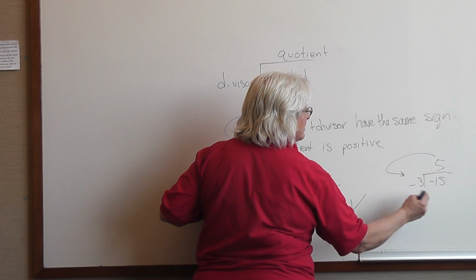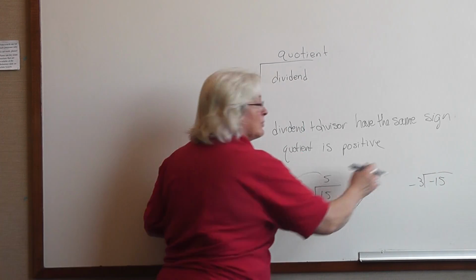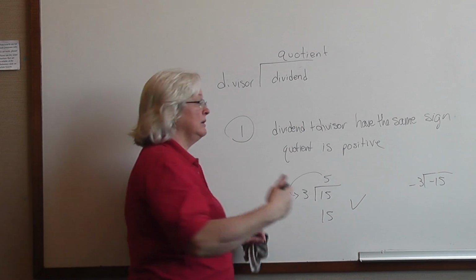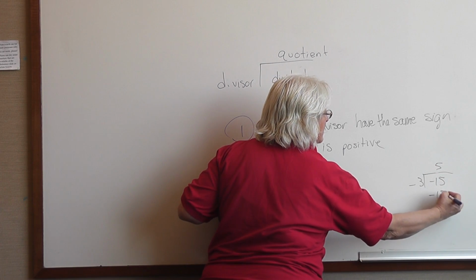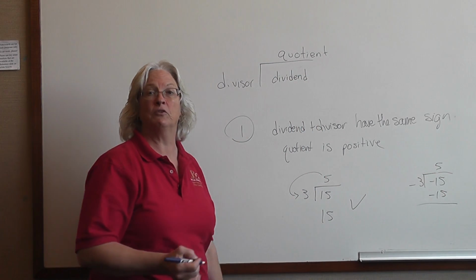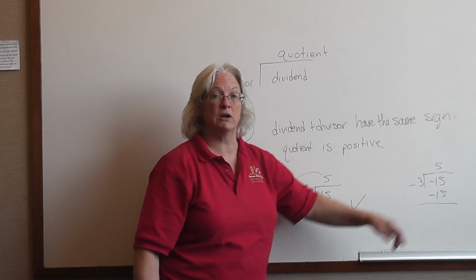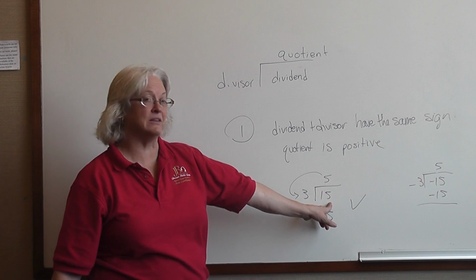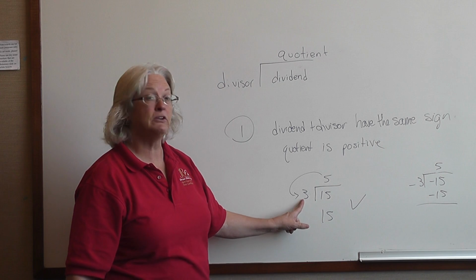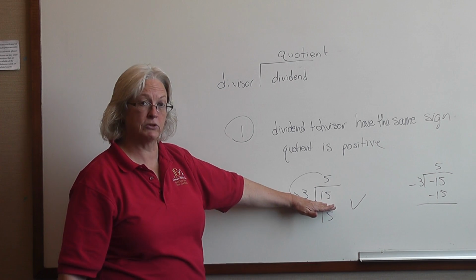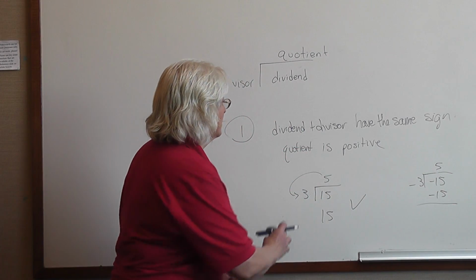5 times a negative 3, whatever we multiply, whatever number we put up on top of that negative 15, when we multiply it by a negative 3, we have to come up with a negative 15. And the only way that works is for the quotient to be positive. So as long as the dividend, which is the number that is being divided, and the divisor have the same sign, whether it's positive or negative, your quotient or your answer is always going to be positive.